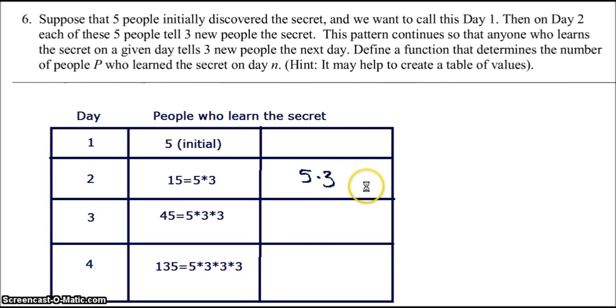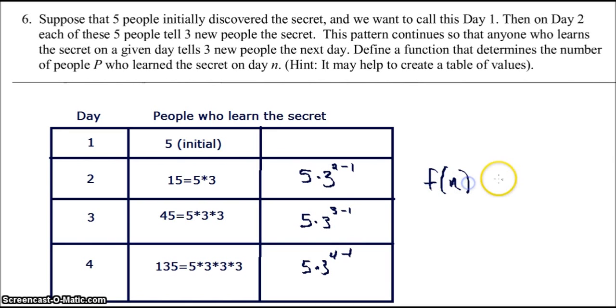So I shouldn't have used n there. This is really 5 times 3 to the 2 minus 1. This one is 5 times 3 to the 3 minus 1, which is squared. This one's 5 times 3 to the 4 minus 1. So in general, our function f of n equals 5 times 3 to the n minus 1.